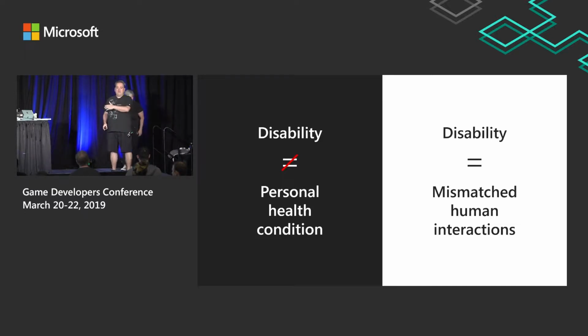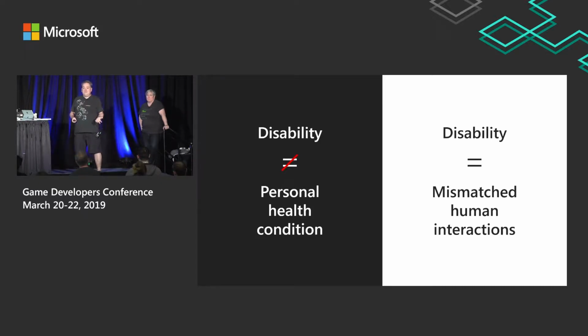You know, we all came into the building. Many of us probably came up the escalators, but my friend Cherry and August here, they probably didn't come up the escalators, they came up the elevator. So if that elevator wasn't there, the problem isn't the condition that they have or the fact that they use wheelchairs. The problem is that this building wasn't accessible. It is a mismatch in interactions between people and their environment.